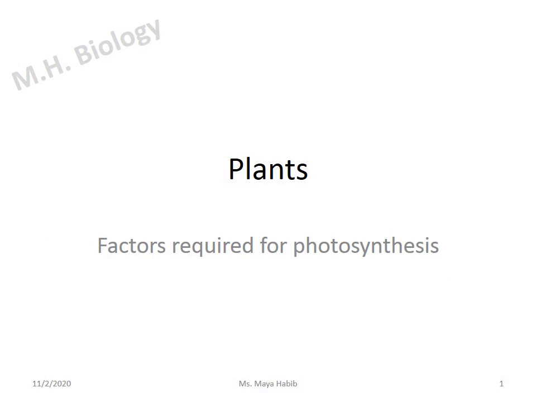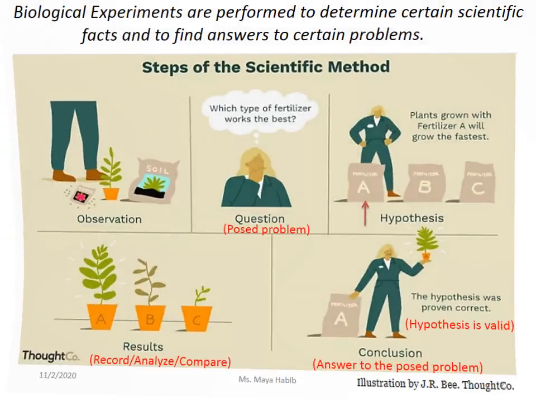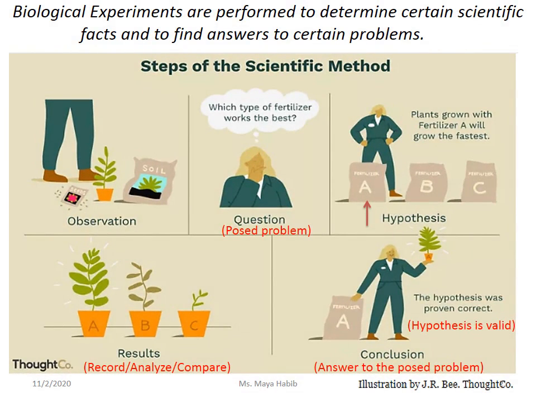Good morning. In this session, we are going to investigate the factors necessary for photosynthesis. That is, we are going to analyze the results of specific experiments, which were performed in order to determine the factors required for photosynthesis to take place in green plants. Of course, we should follow the steps of the scientific method, in order to reach a conclusion.